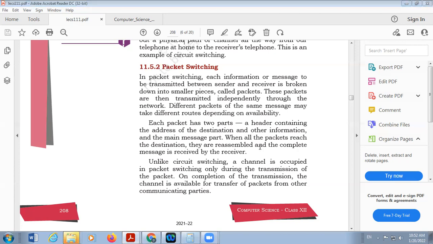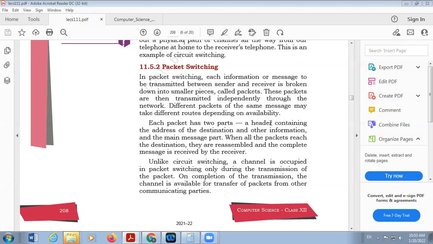And the present-day internet is based on packet switching. In packet switching, each message to be transmitted between sender and receiver is broken down into small pieces called packets. These packets are transmitted independently through the network. Different packets of the same message may take different routes depending on availability. Each packet has two parts. One is the header, which contains the address of the destination and other information, and the other is the main message part. When all the packets reach the destination, they are reassembled, and then the complete message is received by the receiver.